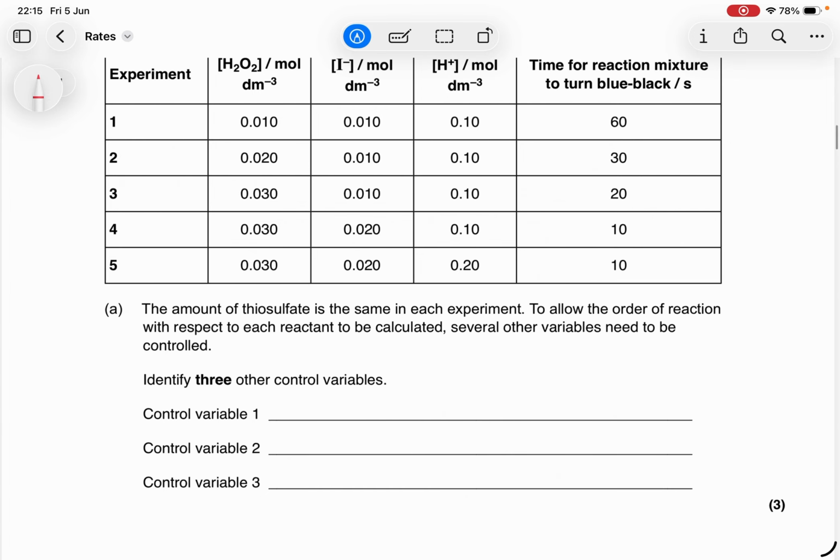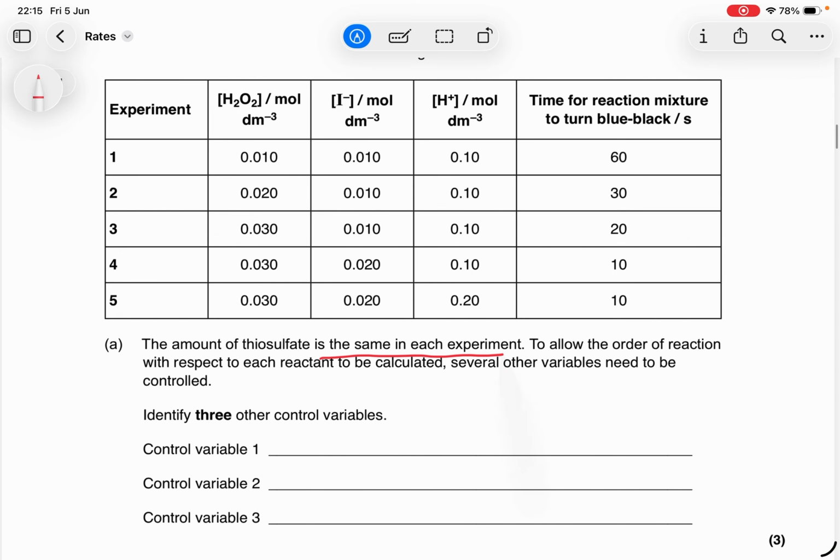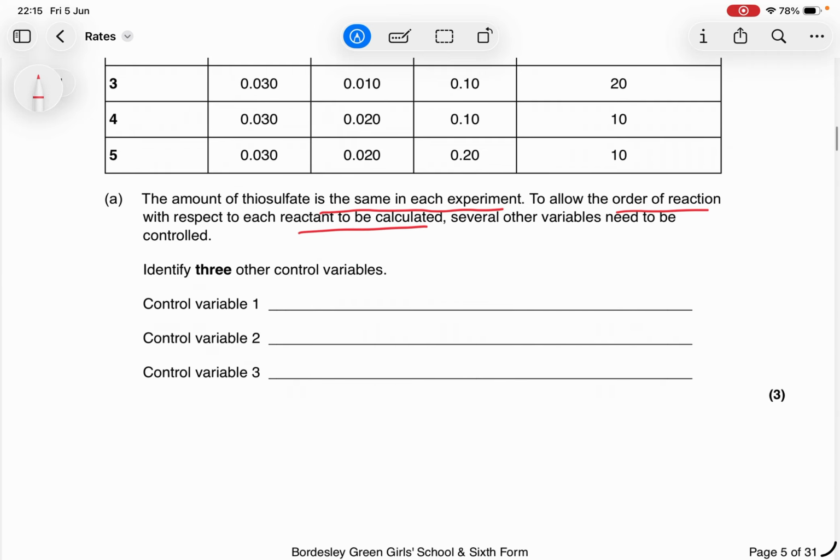So the amount of thiosulfate is the same in each experiment to allow the order of reaction with respect to each reactant to be calculated. What are the three control variables? Here you're going to control temperature, the volume of starch, and the third factor could be that the total volume of reaction mixture is the same. So these are the three factors you would be controlling.